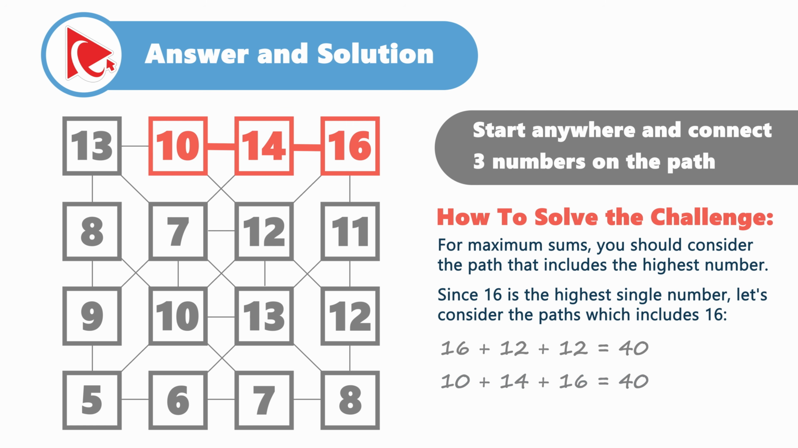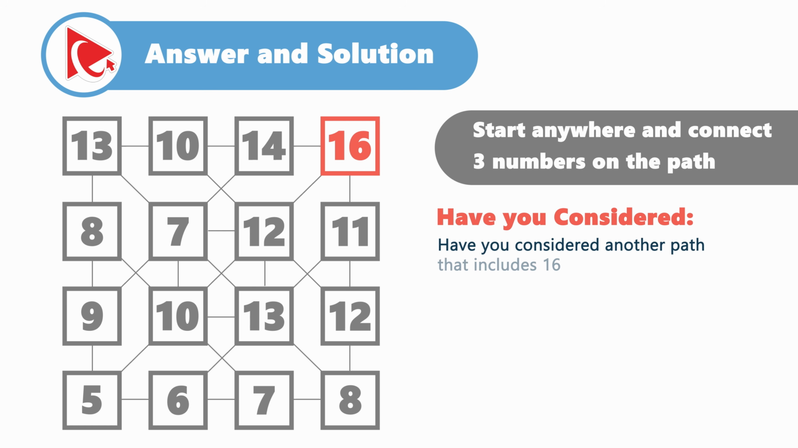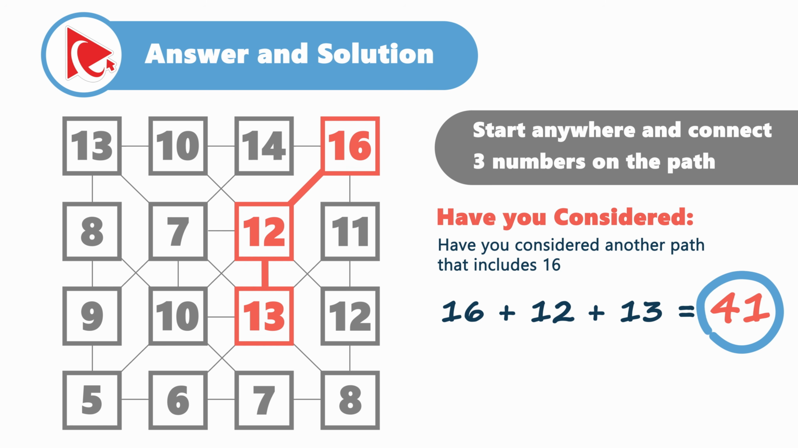I guess there is a competition here. We only need one answer, by the way. Do you see any other path? Well, guess what? There is another path. There is always an alternative. 16 plus 12 plus 13 equals 41. So the correct answer here is choice 41.